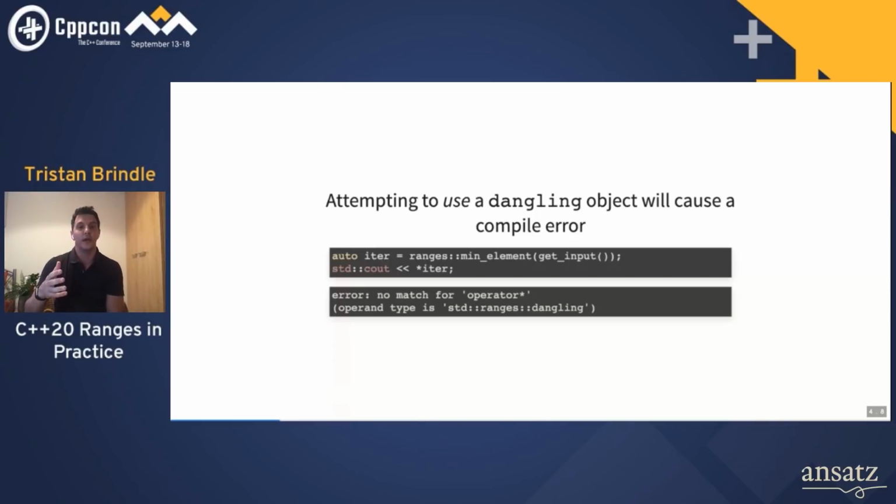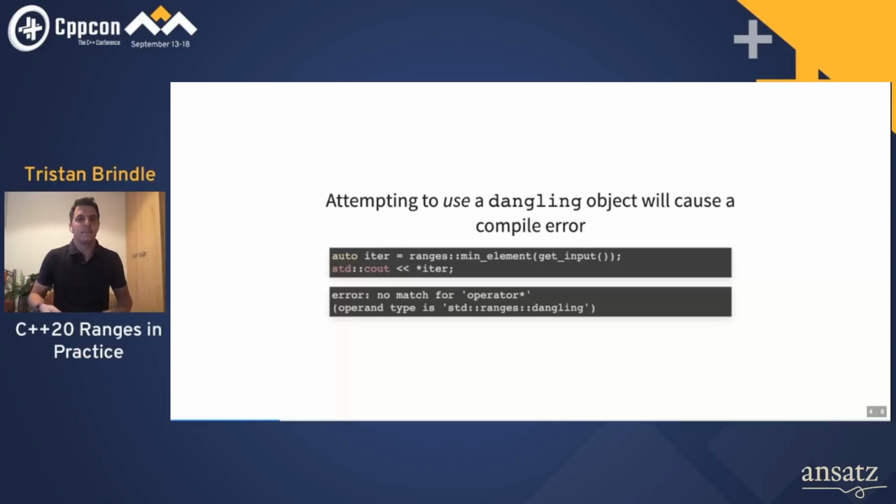And this is really cool because the error message has this name in it, standard ranges dangling. It helps you diagnose exactly what the problem is. If we see ranges dangling in an error message, we can look at it and go, okay, we are trying to use an iterator that we've got from an algorithm, and we've erroneously passed an RValue container into this algorithm. So we know what the problem is, and we know probably the easiest solution is just to save the input into a named variable so that we pass it as an L value instead.